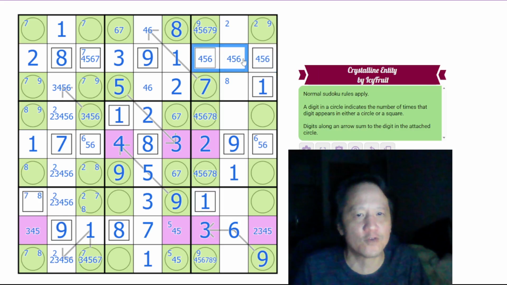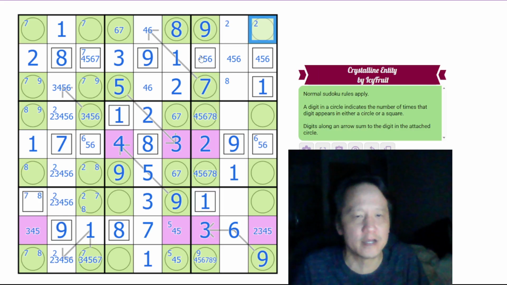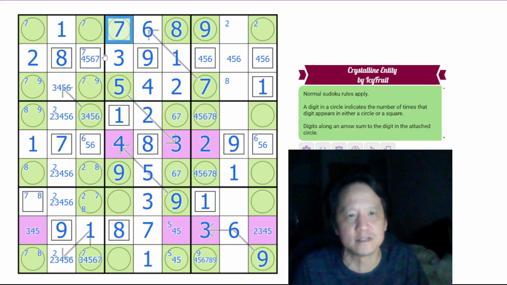We have a 4, 5, 6 triplet, which eliminates 4, 5, and 6 in the rest of the box. Therefore, this can't be 4, 5, 6, or 7, which makes this a 9. So this cannot be 9 here. This 7 with 1 must add up to 6. So that's 6 and 4. This can't be 6. This is 7.